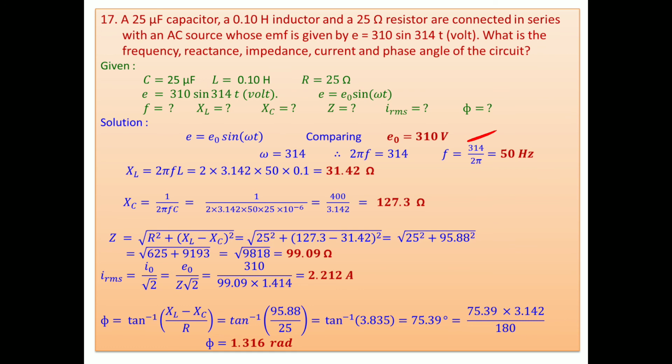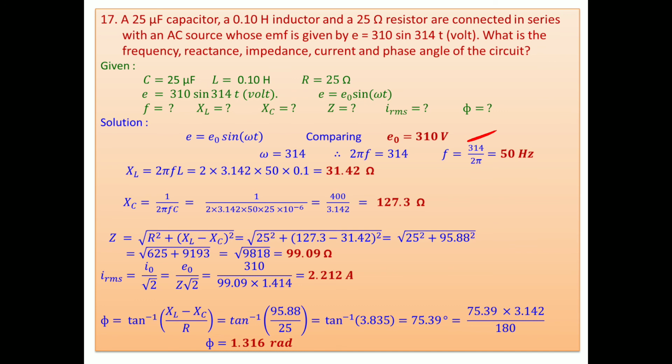Thereafter, we have to calculate the inductive reactance. Inductive reactance is 2 pi f L. Frequency is 50 and L is 0.1. After calculation, we get 31.42 ohm. Thereafter, we go to the capacitive reactance. X C equal to 1 upon 2 pi f C, which is 1 upon 2 into 3.142 into 50 into 25 into 10 raised to minus 6. After calculation, 127.3 ohm.